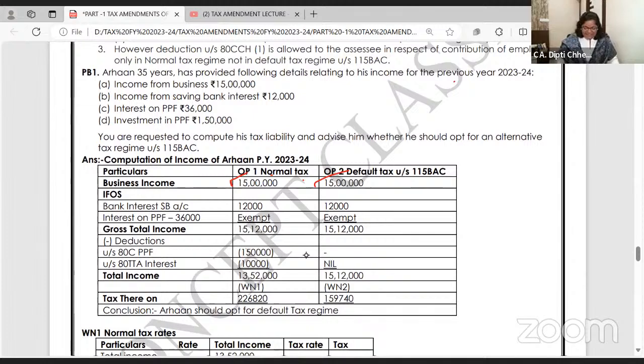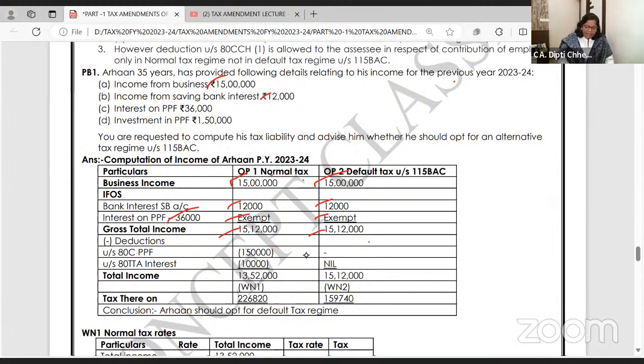Okay, let's do it that way. Done. Savings bank account interest is there, 12 lakhs. That will come in income from other sources. Interest on PPF, 36,000 PPF interest is received, which is exempt. So what is your gross total income in case of normal? This. In default also, same.